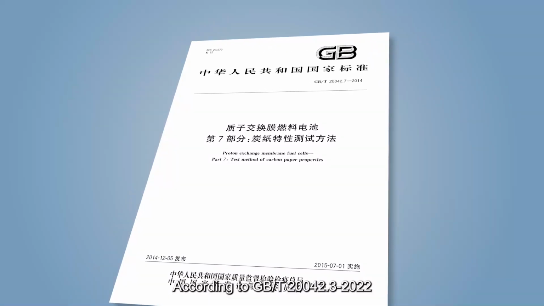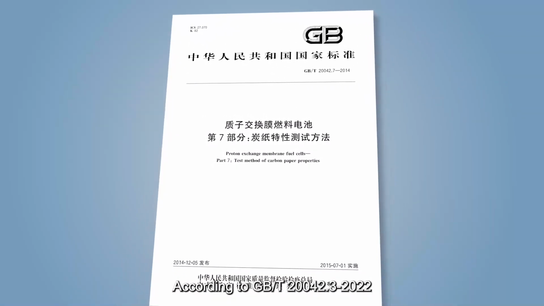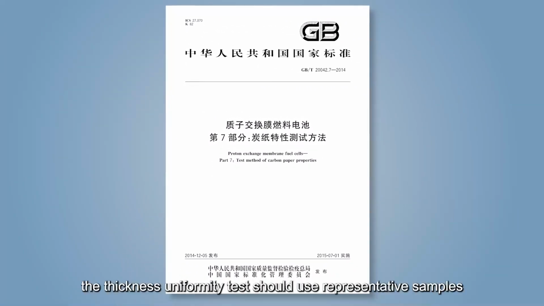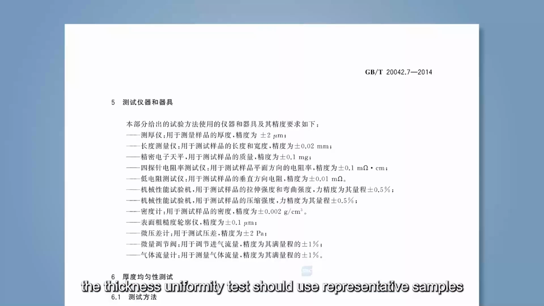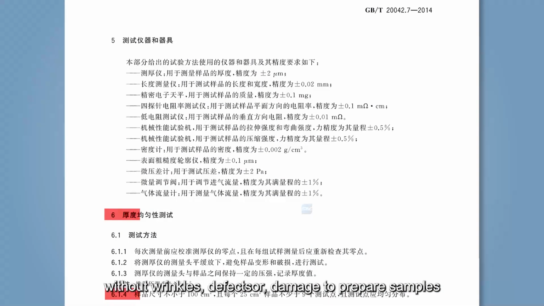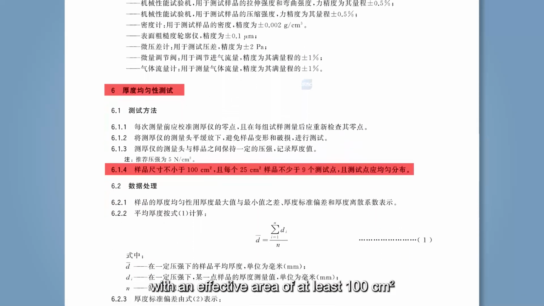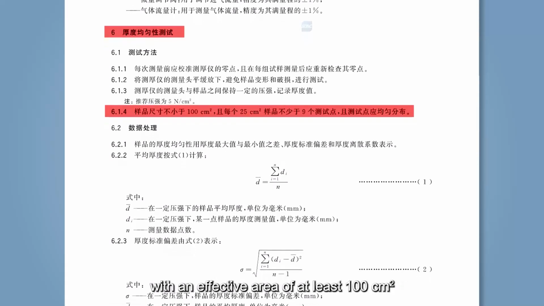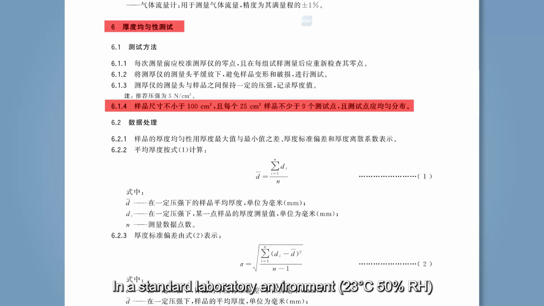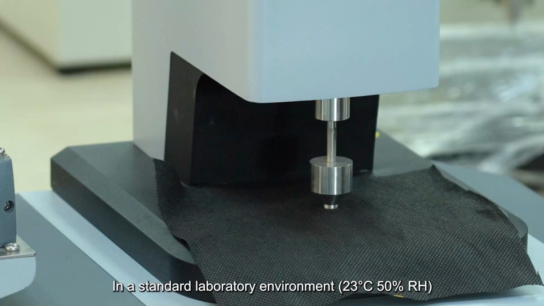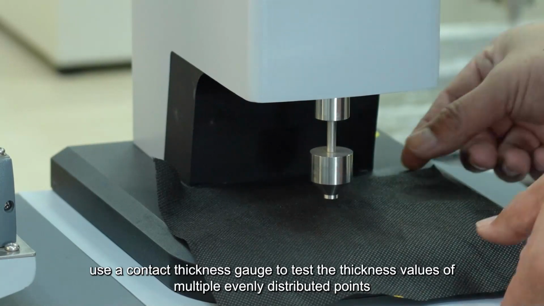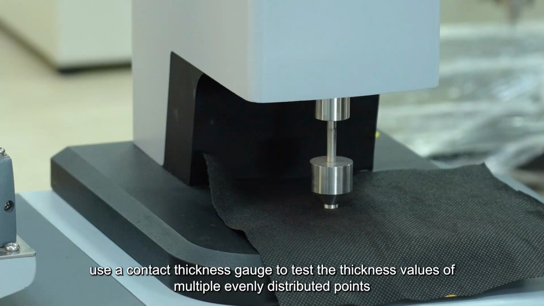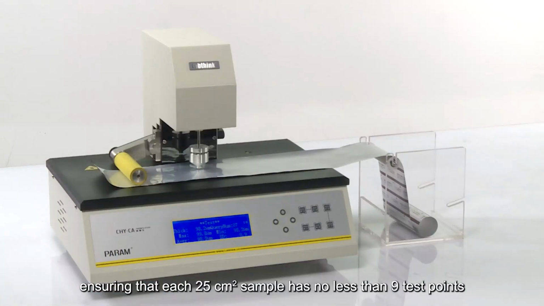According to GB/T 20042.3-2022, the thickness uniformity test should use representative samples without wrinkles, defects, or damage to prepare samples with an effective area of at least 100 square centimeters. In a standard laboratory environment, 23 degrees Celsius, 50% RH, use a contact thickness gauge to test the thickness values of multiple evenly distributed points, ensuring that each 25 square centimeters of sample has no less than 9 test points.